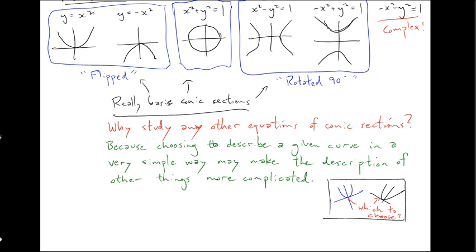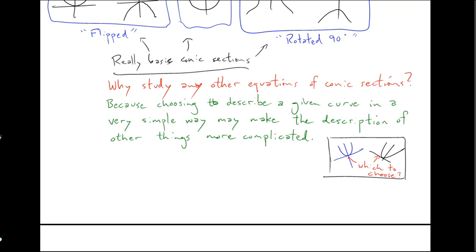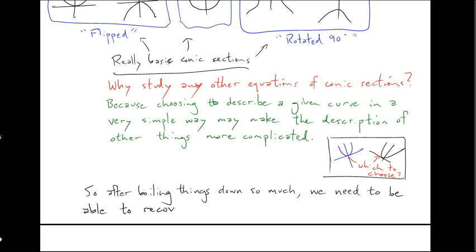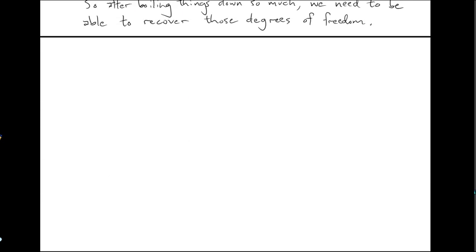That's just kind of general stuff. So after boiling things down to conic sections that are this basic, we need to be able to recover some of those degrees of freedom in order to actually apply this stuff in the real world, so to speak. So how do we recover those degrees of freedom?